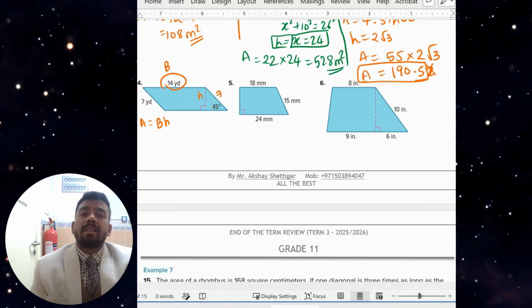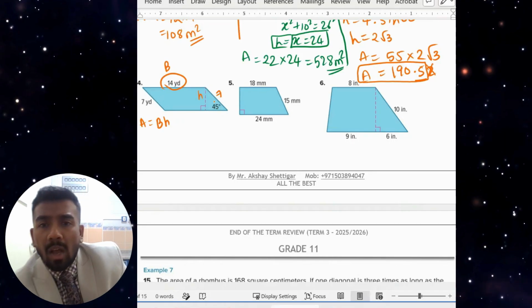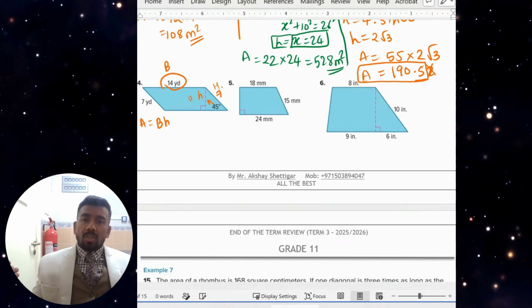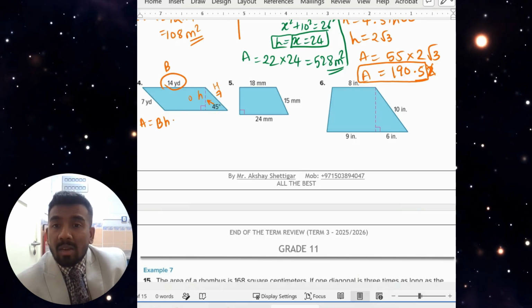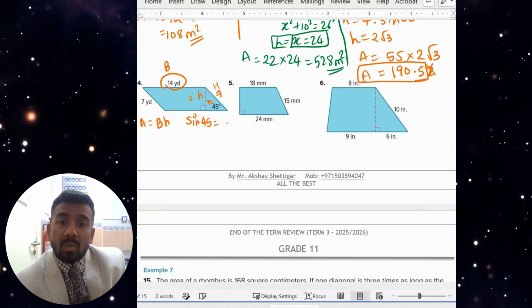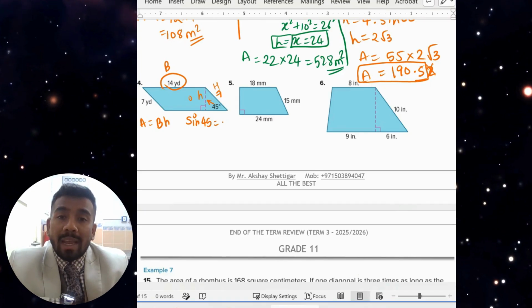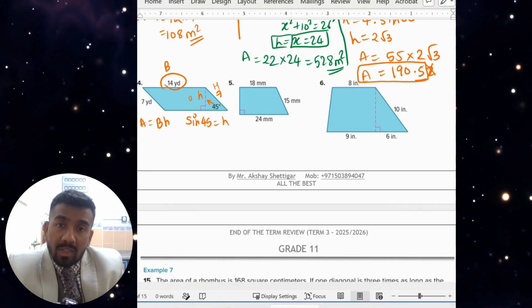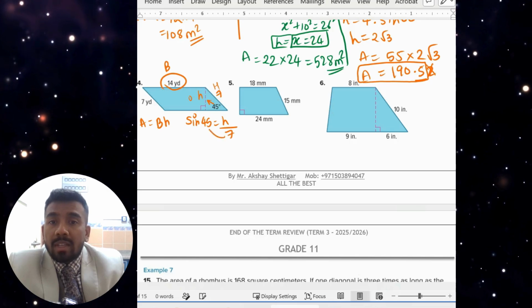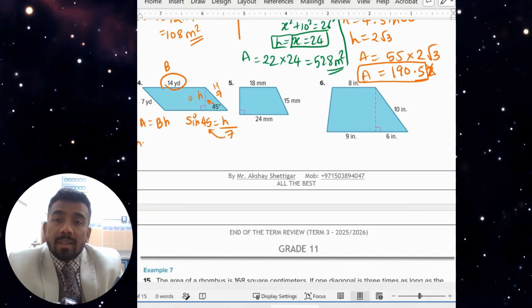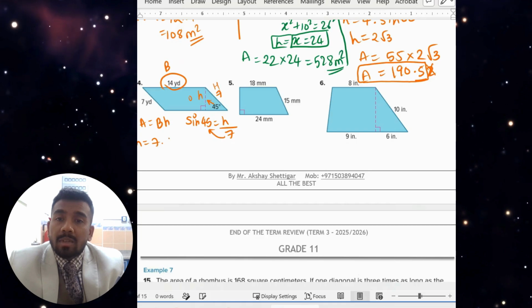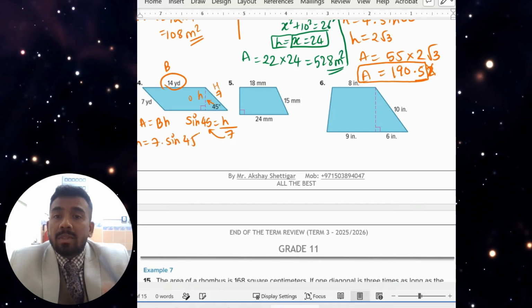So how will you find this height? Remember something called opposite. This is opposite and this is hypotenuse. So we'll use sine 45. Sine is opposite over hypotenuse. Now what's opposite? Your h over hypotenuse. What's your hypotenuse? That's your 7. Now take this 7 over here. So what will you get? H will be 7 times sine 45.